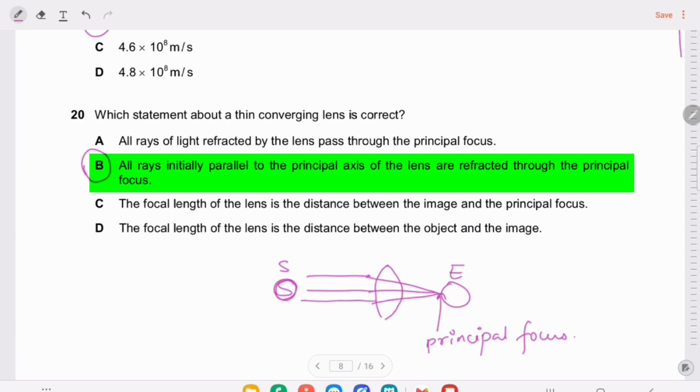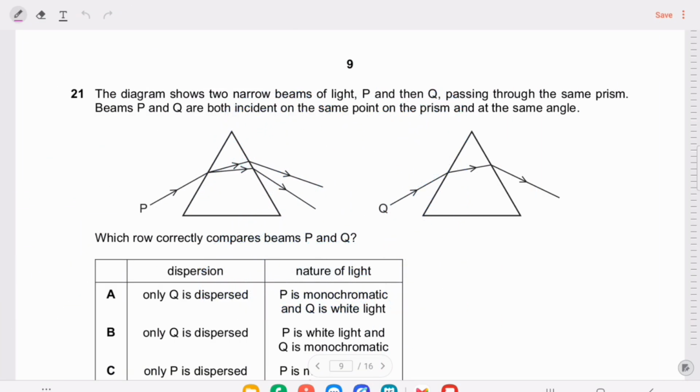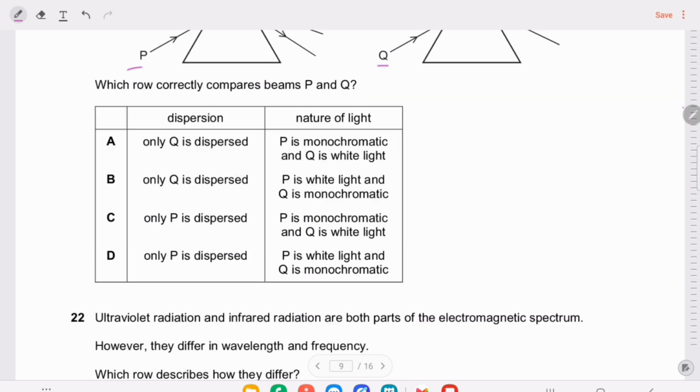The diagram shows two narrow beams of light, P and Q, passing through the same prism. Beams P and Q are both incident on the same point on the prism and at the same angle. Which row correctly compares the beams P and Q? Only P is dispersed, P is monochromatic and Q is white light. Only Q is dispersed, P is white light and Q is monochromatic. Only P is dispersed, P is monochromatic and Q is white light. Only P is dispersed, P is white light and Q is monochromatic.